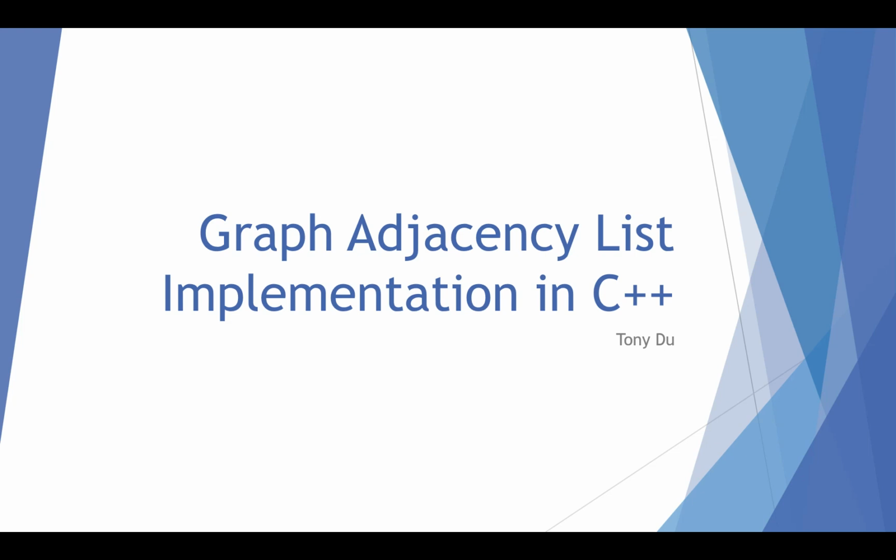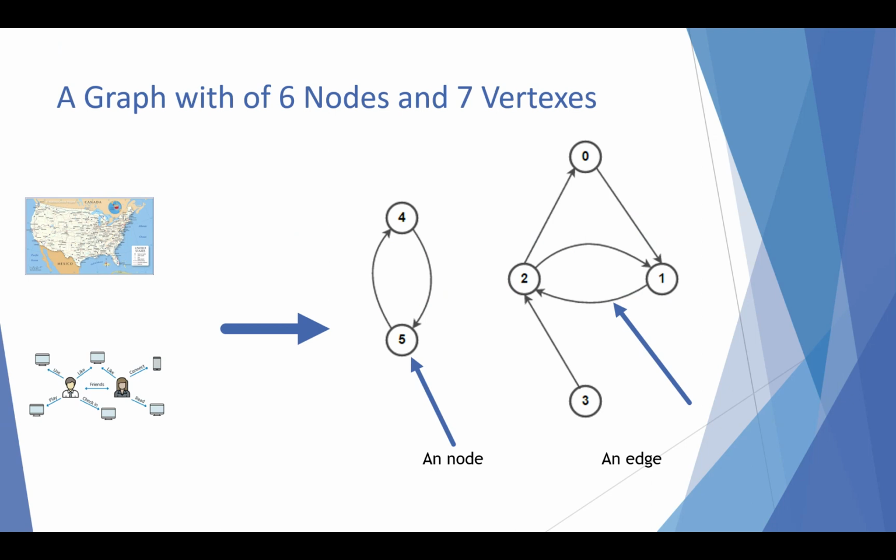In this presentation, I will show you how to use an adjacency list to represent a graph in C++. Many real-world scenarios can be abstracted into graphs, such as cities or people's relations. In this diagram, the left-hand side is the map or the people relationship. We can map it into a graph on the right-hand side. This graph consists of 6 nodes and 7 edges.